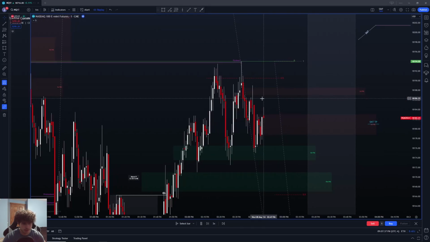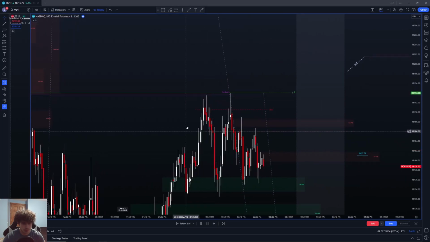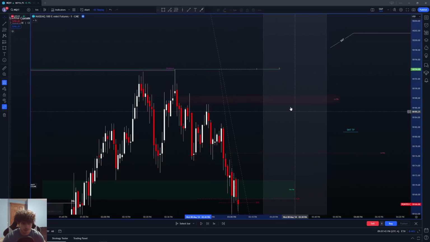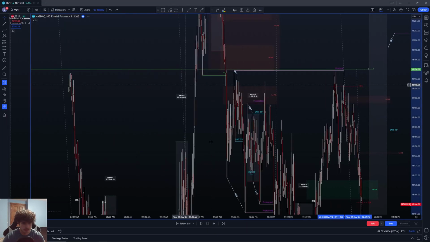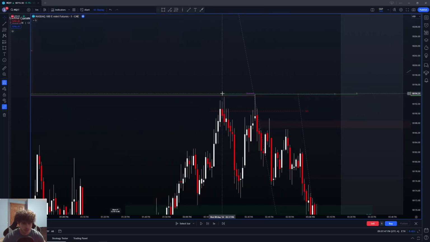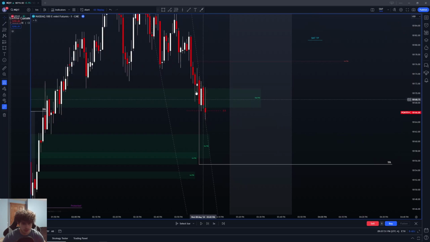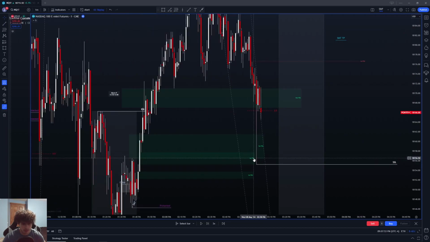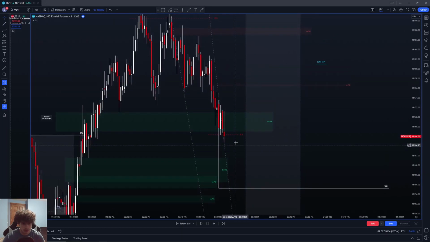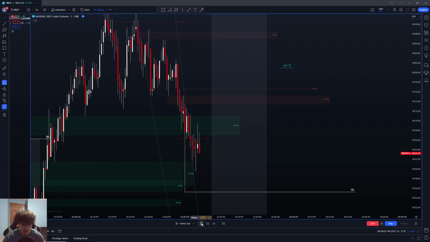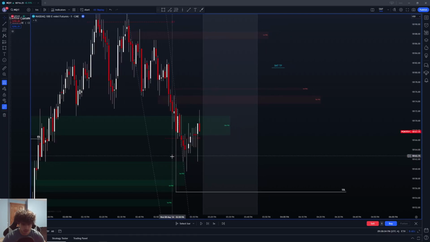Possibly could go higher. We may not though, because we just took out this protected high, and we also tapped premium of this range right here, and we sort of swept these highs. So it is possible we may not go back higher. So now we came all the way back down here, and we're into discount of this range. We also have a downtrend going into a macro, right? So right here, downtrend going into the macro.